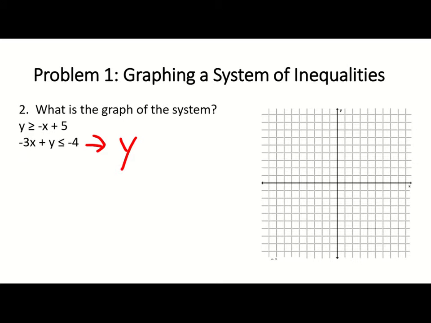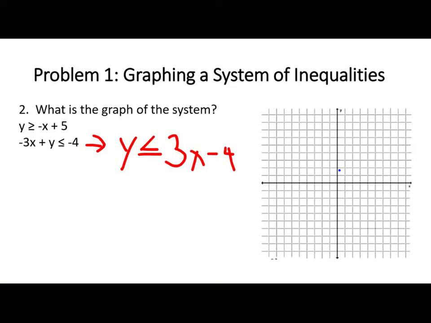This would be y less than or equal to positive 3x minus 4. At no point did I multiply or divide by a negative. Once I have my two inequalities in slope-intercept form, I'm going to then graph them. So let me start with the top one. Y is greater than or equal to negative x plus 5.